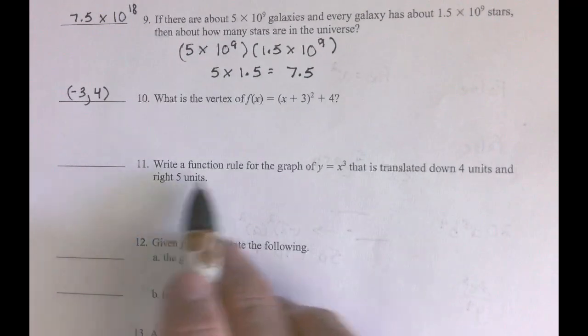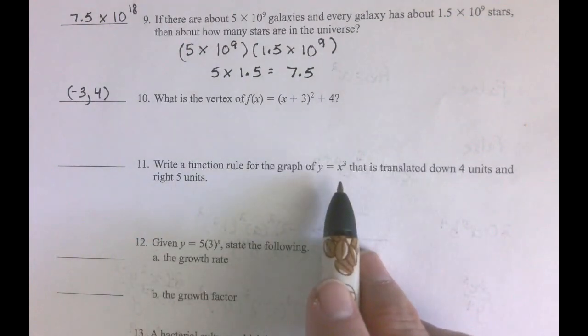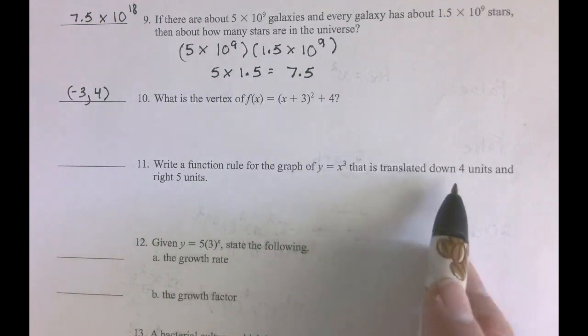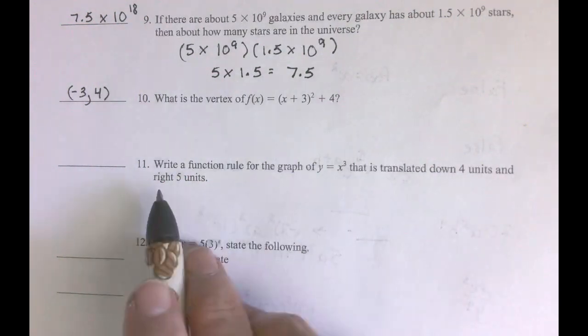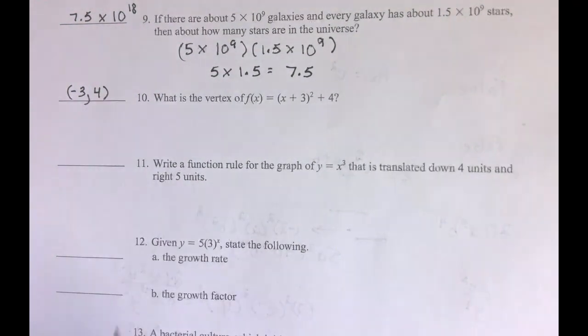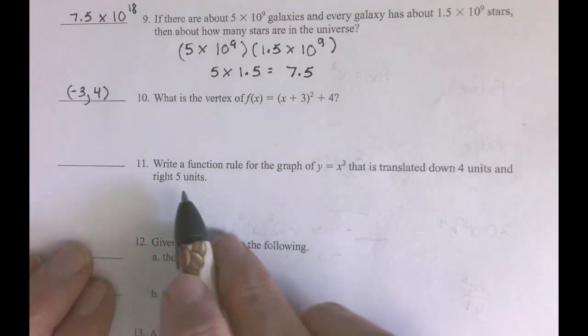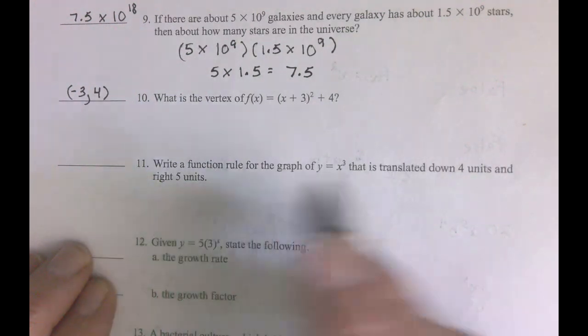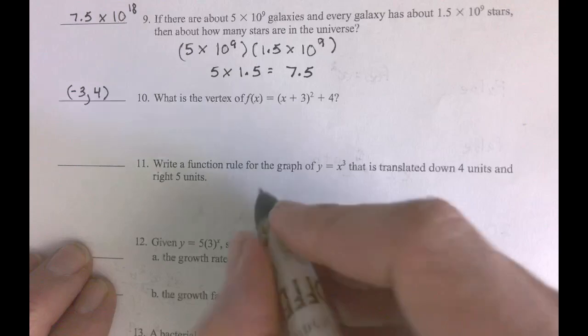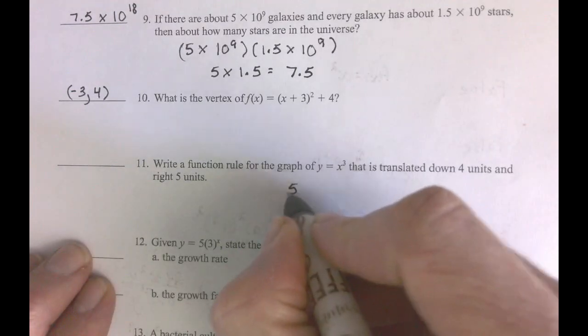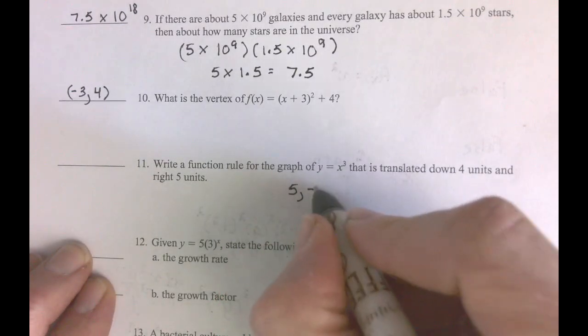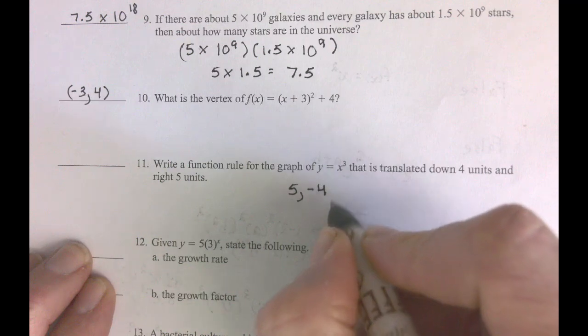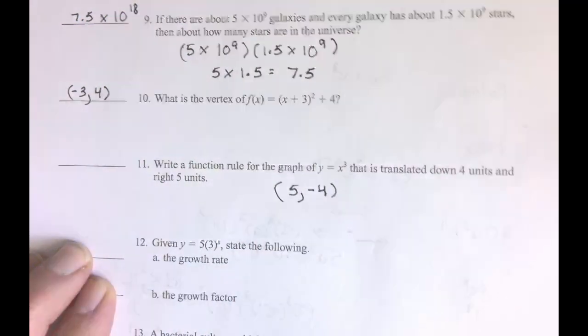All right, write a function rule for the graph y equals x to the third that is translated down 4 units and right 5 units. Okay, so that means the inflection point, if it's translated 5 units to the right and 4 units down, is 5, -4. Now that's not what they're asking for, but that's going to be the inflection point of this function.